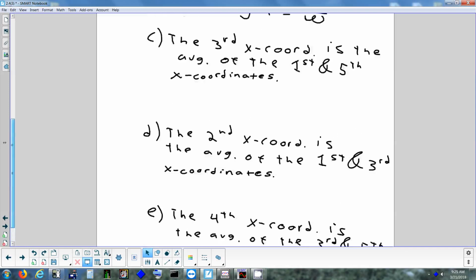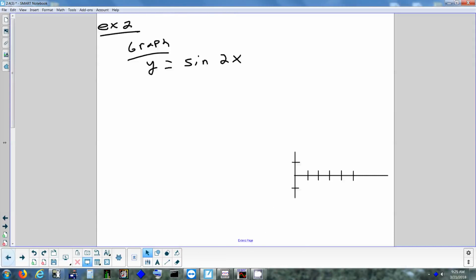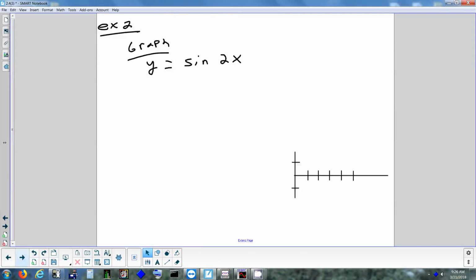Any questions on the steps to find the coordinates for a period change? Okay, let's try an example. Our first example is going to be y equals sine 2x. Let's look at sine 2x. Step one. Now we know all the transformations. We have to identify which one out of the four this one is.